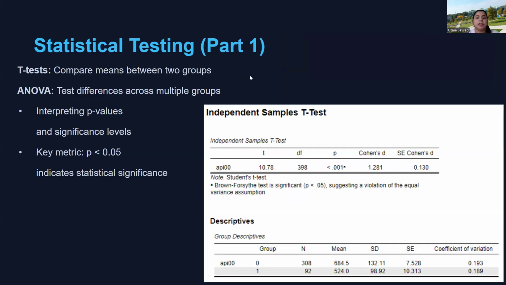Statistical testing, t-test. After exploring the data, the next step is statistical testing. An independent samples t-test was conducted in JASP to compare academic performance between year-round and non-year-round schools. The result shows a statistically significant difference, meaning the difference in average performance between these two groups is real and not due to chance. Non-year-round schools have higher average academic performance scores.